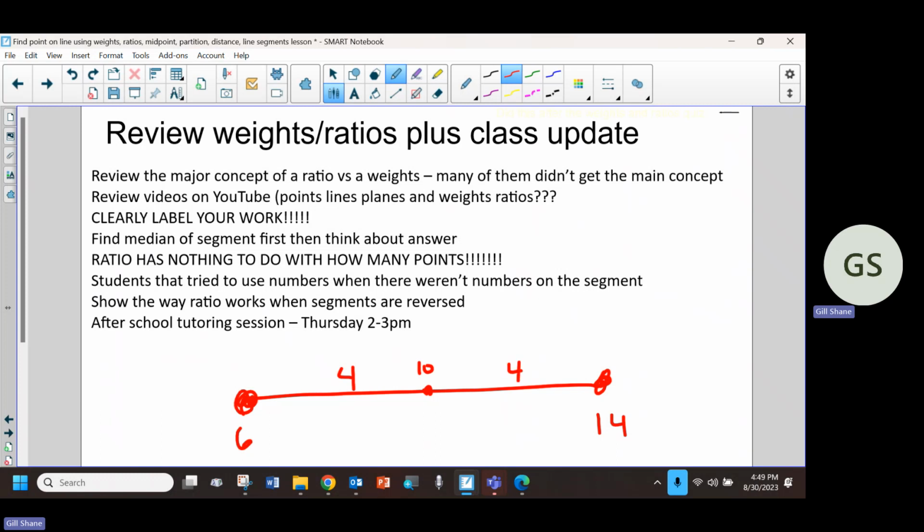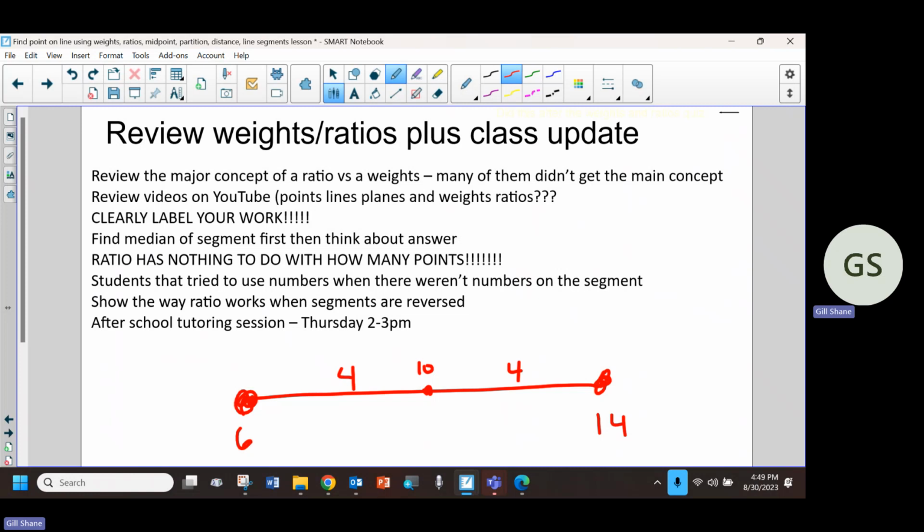You're going to learn the formula for midpoint in the next lesson. But I'd go ahead and just start knowing where the midpoint is. If there's no numbers, just guess and put a point there. And then when you go to figure out the final answer using ratios or weights or whatever, hopefully you can match it up.